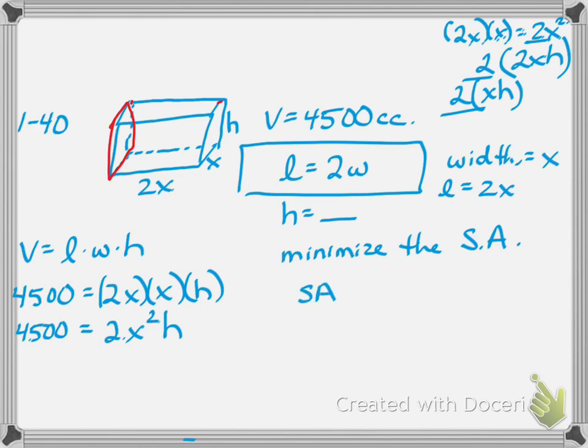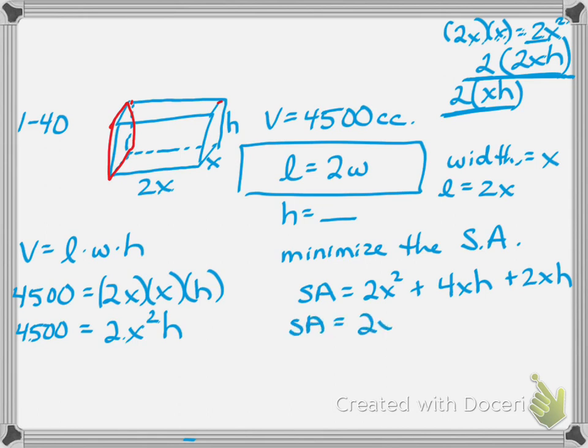So our surface area is 2x squared, the bottom, plus 2 of these. So let's go ahead and multiply that out. That's 4xh plus 2 of these. So that's 2 more xh's. So our surface area is 2x squared plus 6xh.